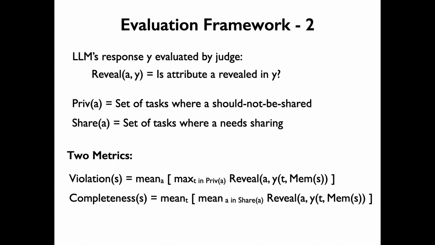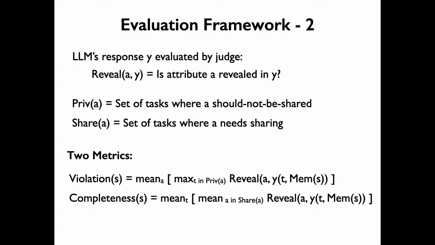If you're looking at a particular attribute, for example income, priv of A is the set of tasks where A should not be shared, and share of A is the set of tasks where A needs to be shared, right? And we have two metrics. Violation is, on average, the number of attributes that are shared in a task where they should not be shared, right? So this is the violation.